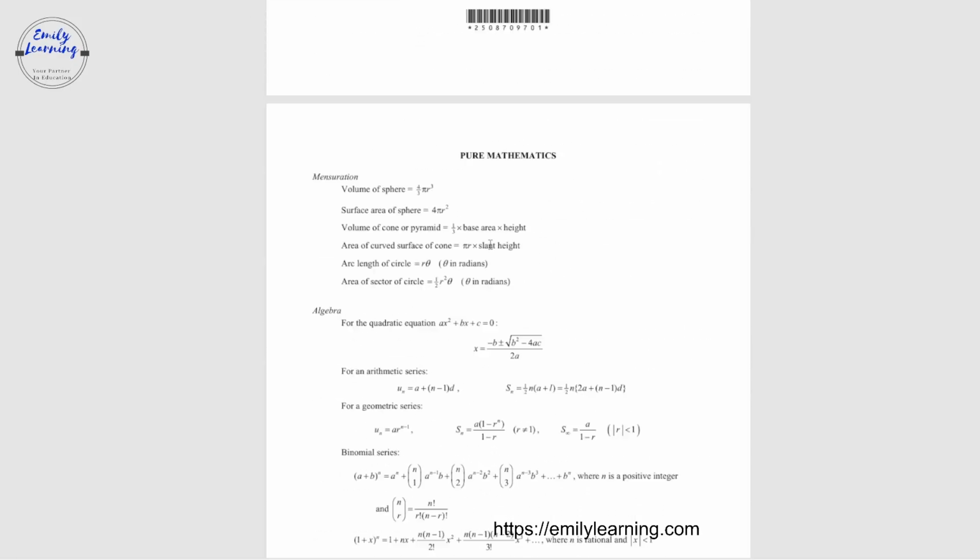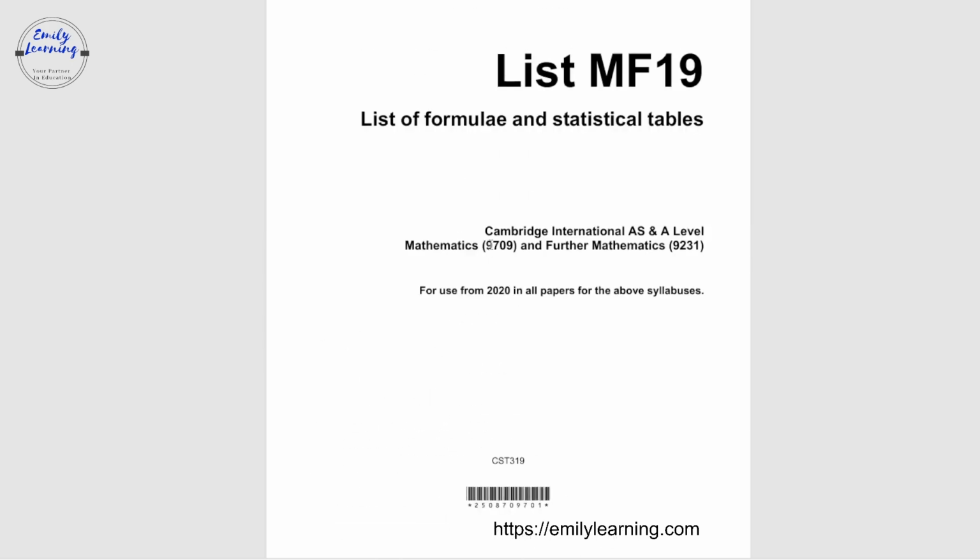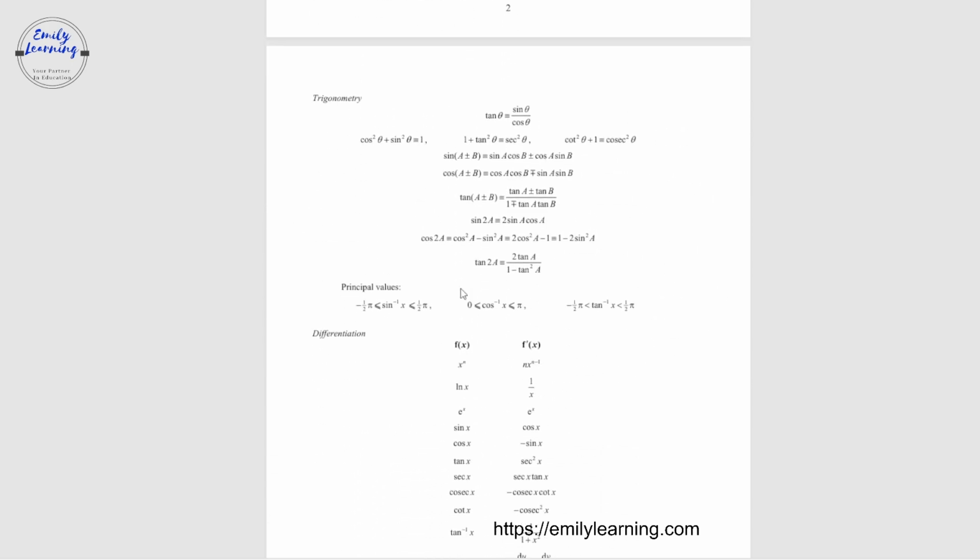So let's take a look at our list of identities and see which ones we are going to use. Let's refer to our formula booklet MF19, and this is where the formulas are. We know that we need to change tangent 2 theta to theta, so we are going to use the double angle formula here. We want to change tangent theta plus 45 degrees to tangent theta, so we also use this formula here. Alright, so let's do it.